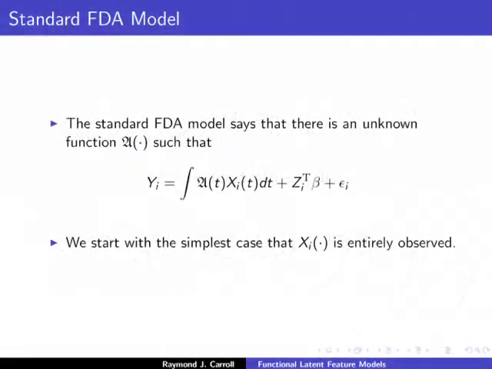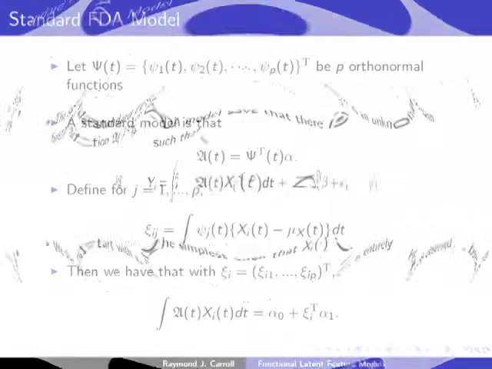What the standard functional data analysis model says, in the additive case, is that you take a weighted average of the underlying latent longitudinal process, and that weighted average is a function depending on t, and so this is a linear model, but there is a function here with weight. So I'm going to start with the simplest case that the functional process is entirely observed, and then go on to more complicated processes.